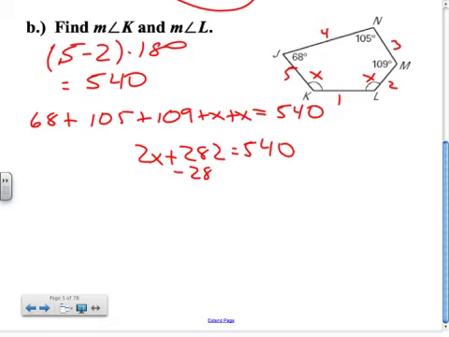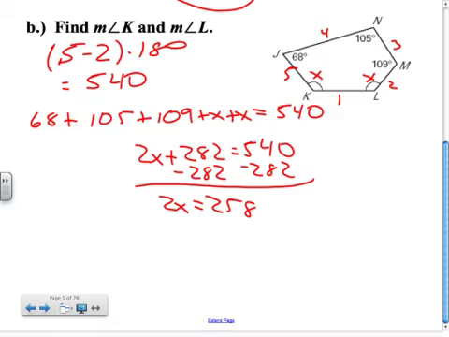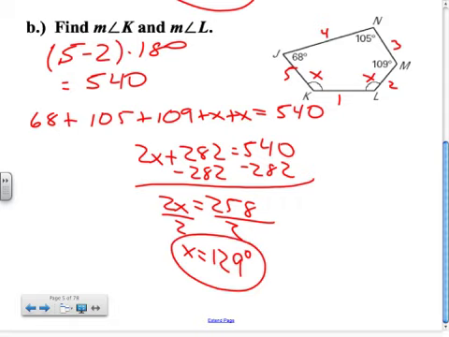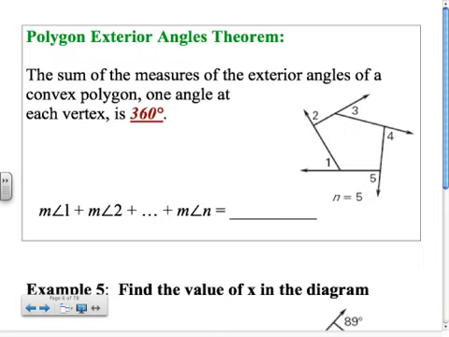Subtract that 282 from both sides, and I get 2x equals 540 minus 282, which is 258. Divide both sides by 2. X equals 129. So each of the missing angles is going to be 129 degrees. Again, same theorem, just a different way of applying it to solve in a given polygon.